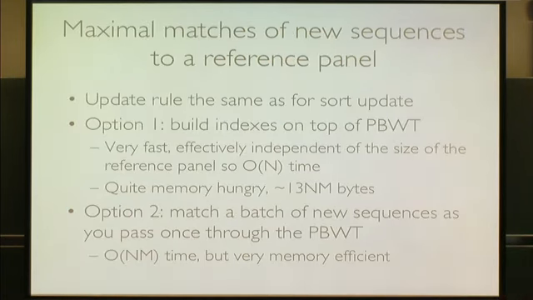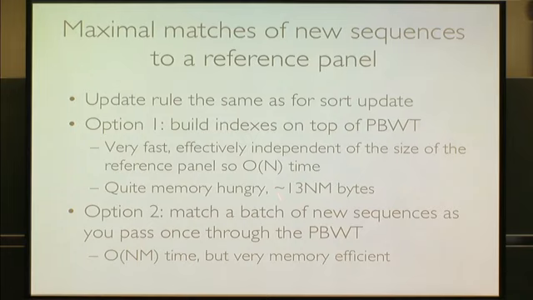Okay, so that's compression. What about searching? Well, the update rule is similar to that for sorting. Actually, it's published. You can look that up. So we can build indexes like the FM index on top of the PBWT, and it turns out they're very fast, and they make your matching for a new sequence essentially independent of the haplotype time. But at the moment, I haven't made them very compressed. At the moment, they're quite memory hungry.